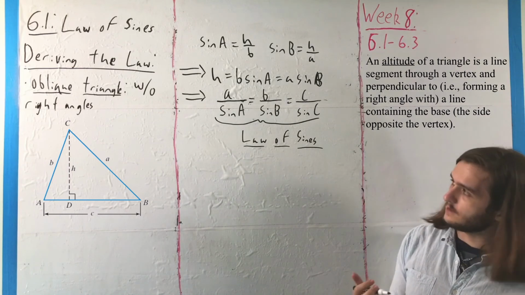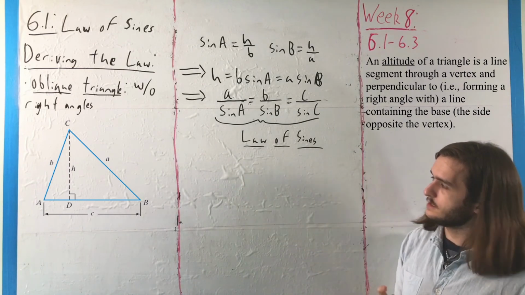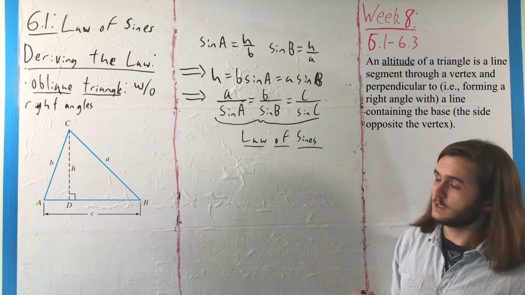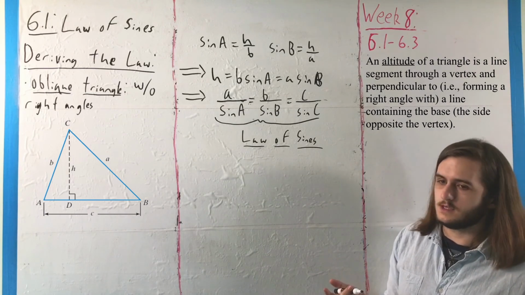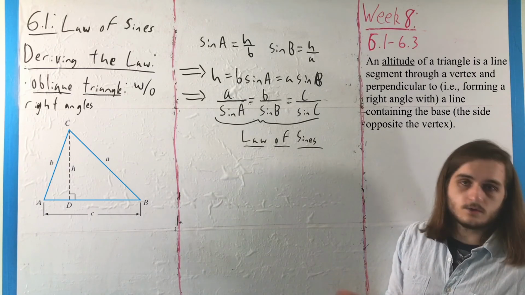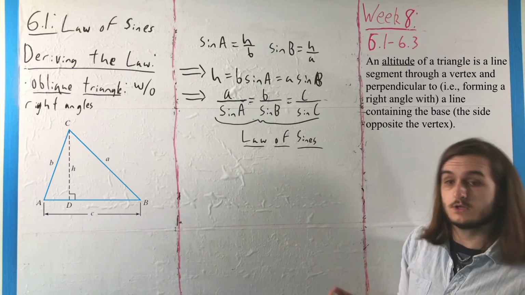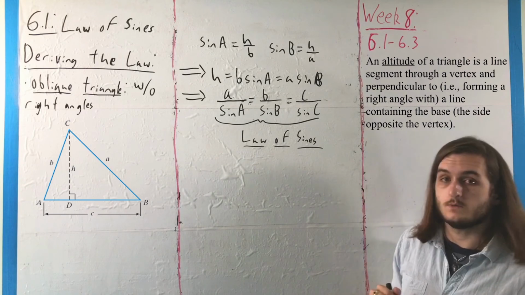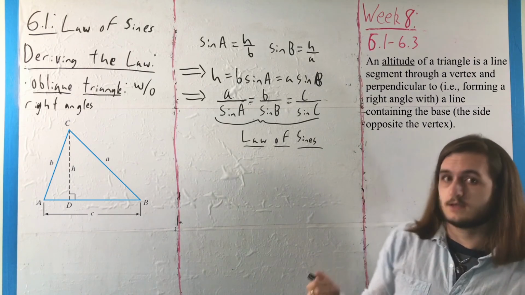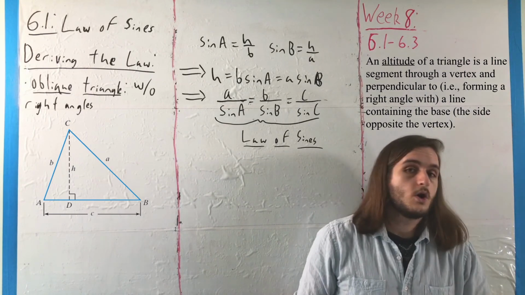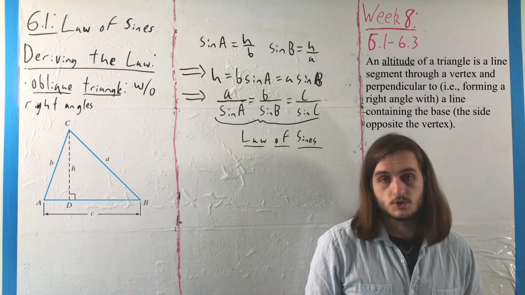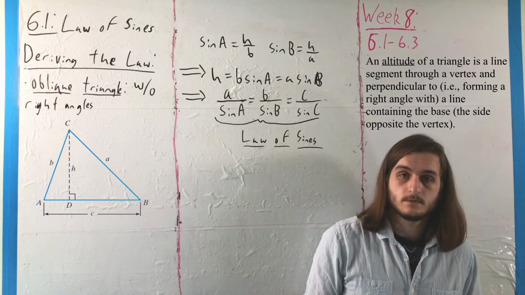But essentially what we have here now is a way that we can connect all of these pieces. So if we want to be able to find the measures of certain angles or certain side lengths given others, as long as they're in the right arrangement, we can figure that out. Which is what we're going to see next. That is how we can solve certain kinds of oblique triangles using the law of sines.